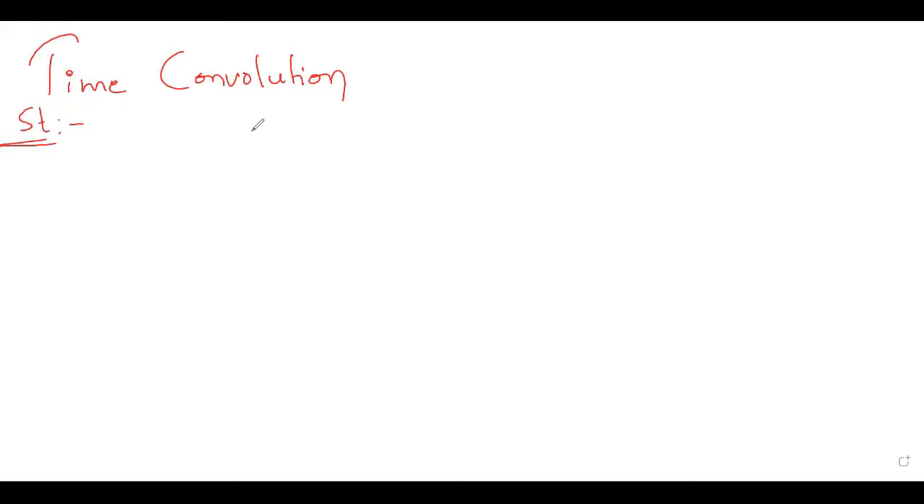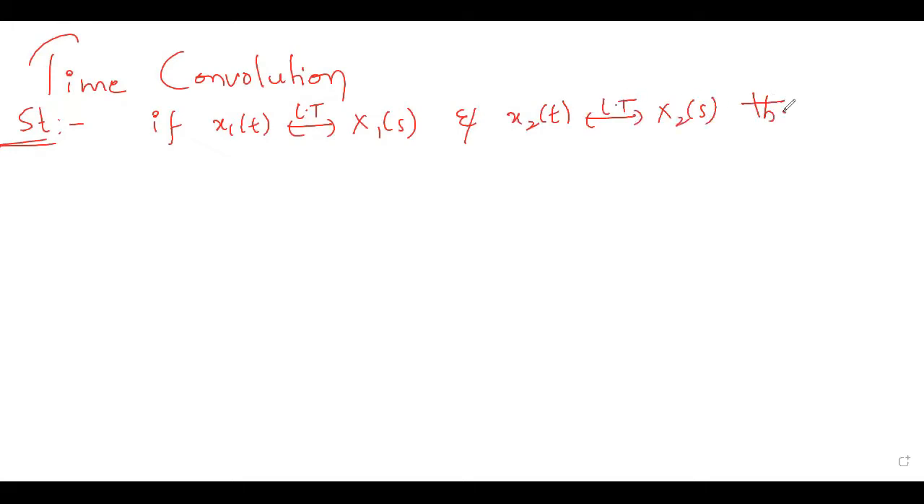The time convolution property states that, you are very familiar with the time convolution property in the Fourier transform itself, isn't it? So based on that, you can write the statement. If x1 of t has Laplace transform x1 of s, and x2 of t has Laplace transform x2 of s, then the time convolution property states that x1 of t convolution x2 of t has Laplace transform x1 of s into x2 of s. Okay, let us see the proof now.